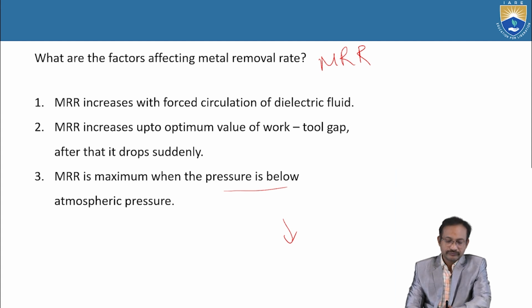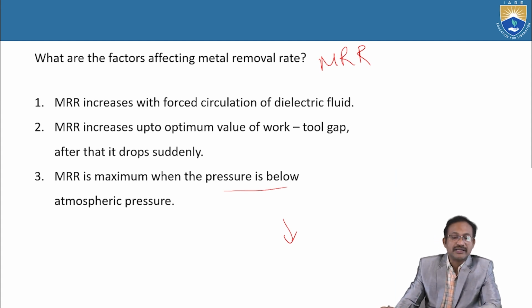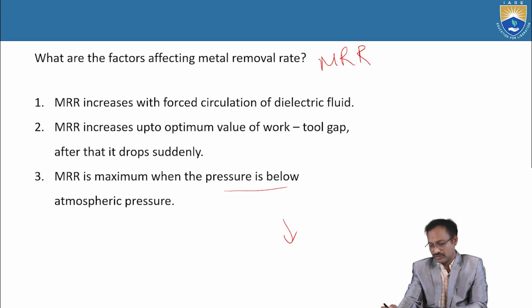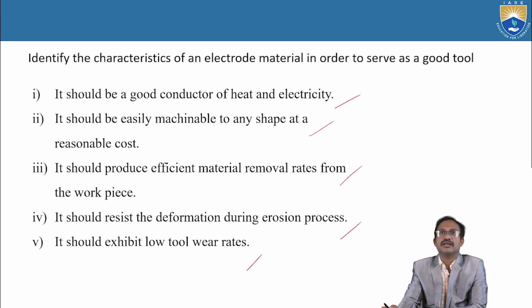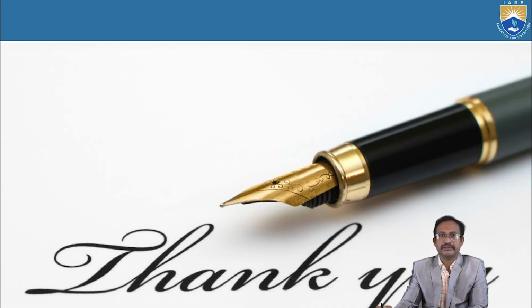What are the factors affecting the metal removal rate? These are very important points. MRR increases with forced circulation of dielectric fluid. MRR increases up to an optimum value of work-tool gap; after that, it drops suddenly. MRR is maximum when the pressure is below atmospheric pressure. So with this we can conclude. Thank you very much.